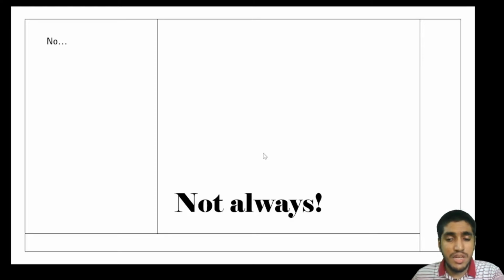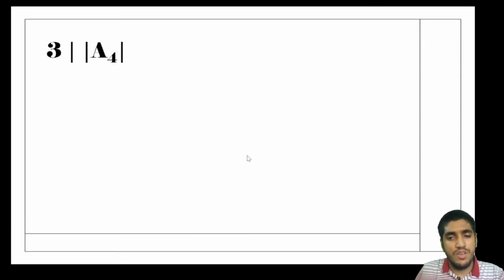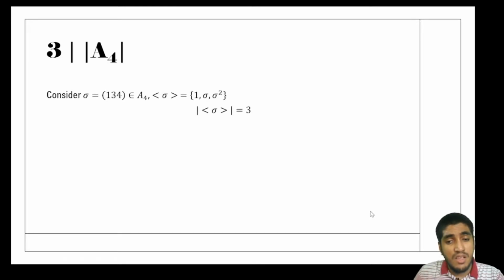Let's experiment a bit with A4 and its possible subgroups. 3 divides the order of A4. That's pretty evident, isn't it? And our earlier experiment helps us conclude A4 has elements of order 3. And the subgroup generated by that element will also have the same order 3. Hence, the converse seems to be true.